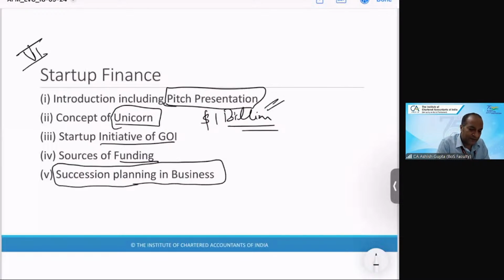Now, succession planning in the business is nowadays a very important concept. Why is it so important? Because see what happens today. Somewhere around 50 to 60 years ago, a person may have started a business. Today, this business has become a conglomerate. Initially, when a person started the business, he had to transfer his wealth to his son.